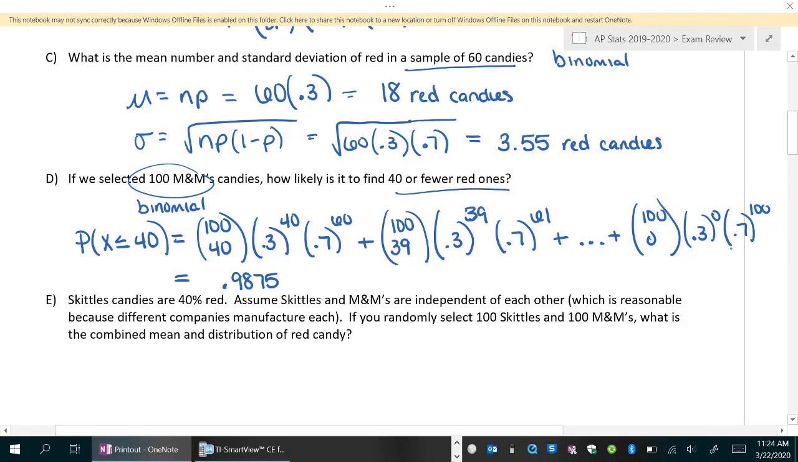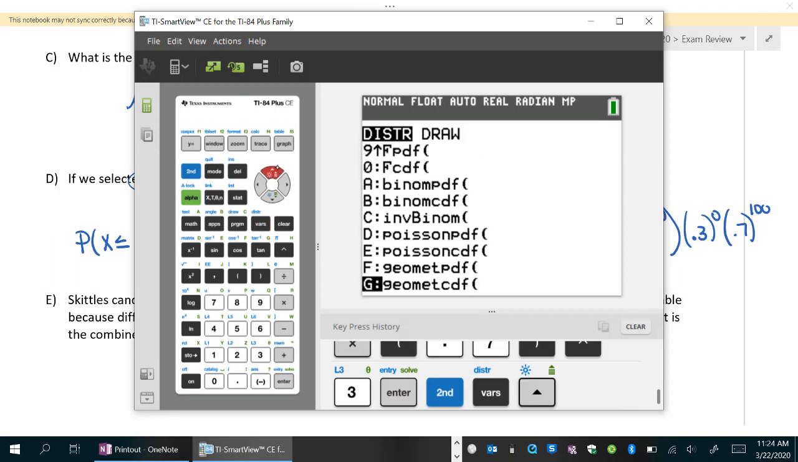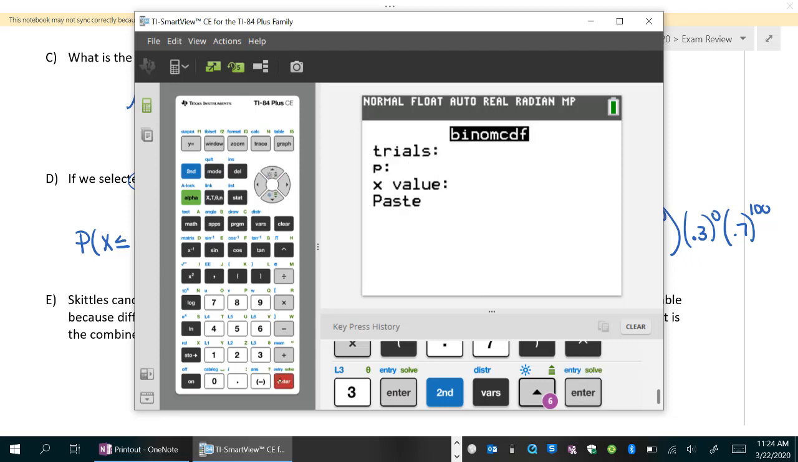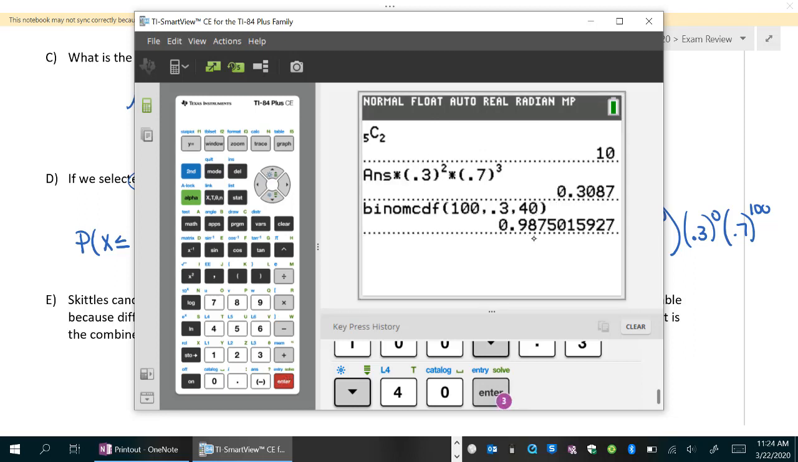So as far as the calculator work goes, because it is cumulative, we want 40 or fewer, I would go to 2nd VARS, binomial CDF, so part B. I have 100 trials. My p-value is still 0.3, and then I want 40 or fewer. Binomial CDF and geometric CDF always read from the x value and below. So I get 0.9875.